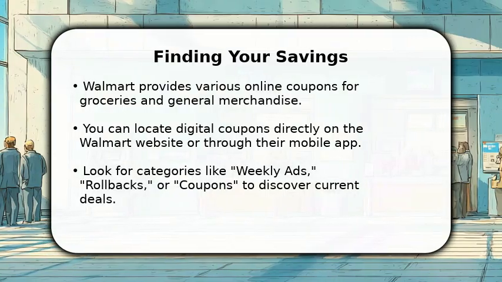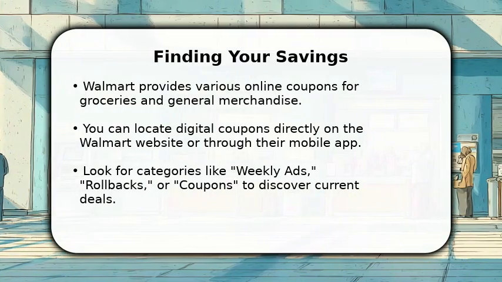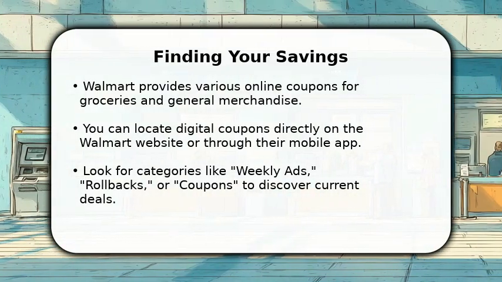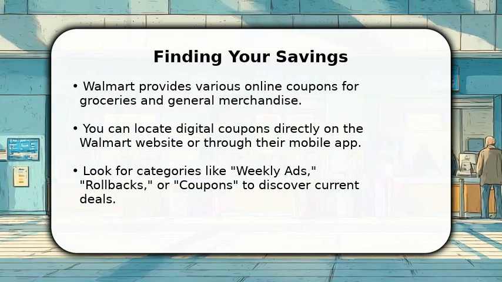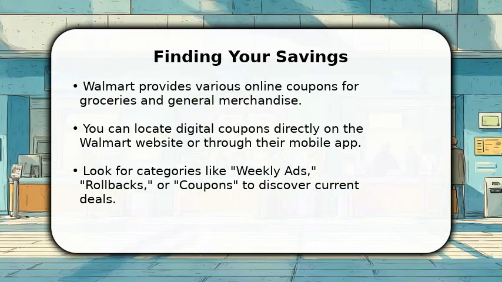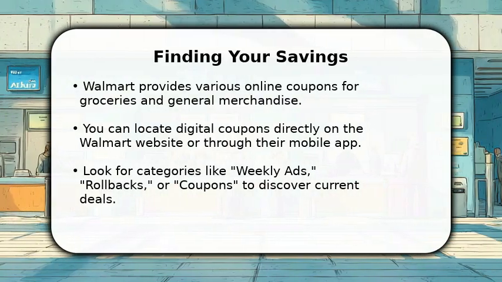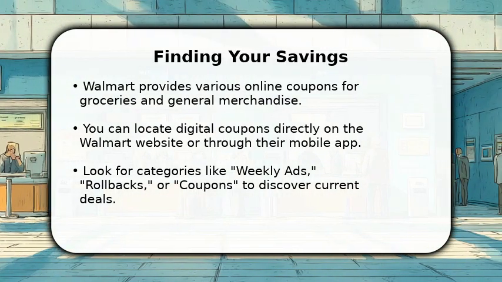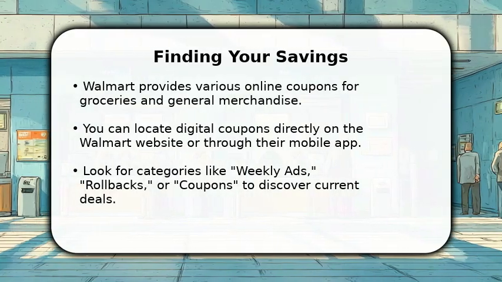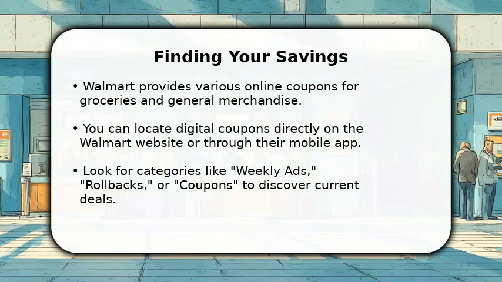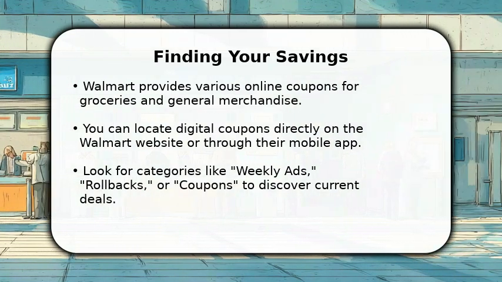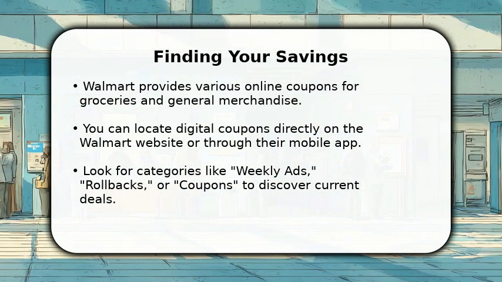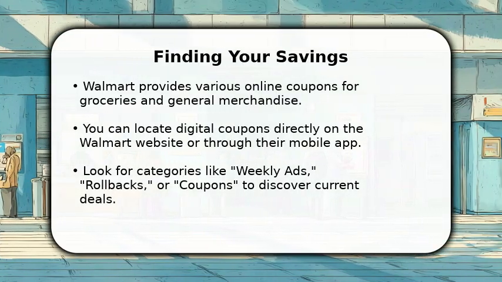First, begin by visiting the official Walmart website or opening their mobile application. Navigate to the Savings or Weekly Ad sections, which are typically found at the top of the homepage or within the app's main menu. Here, you will find a wide array of available digital coupons and promotional offers ready for your next purchase. Browse through the selection to discover the best deals for your shopping list.